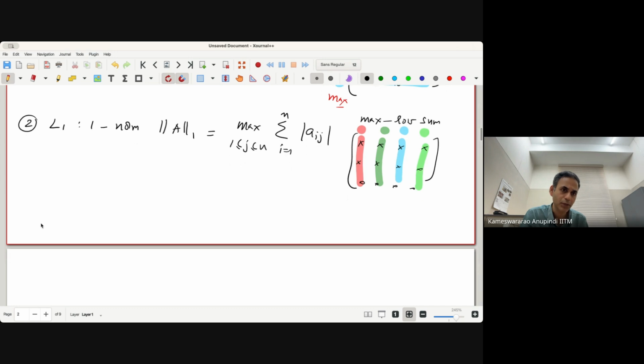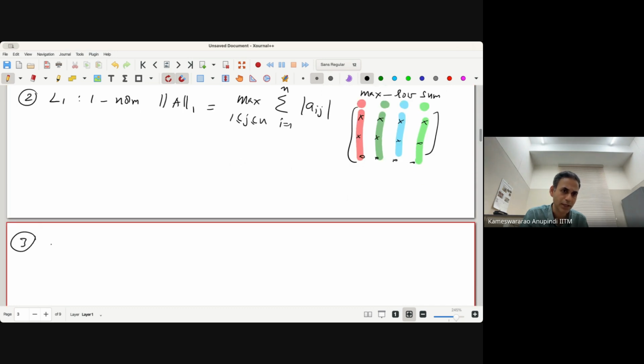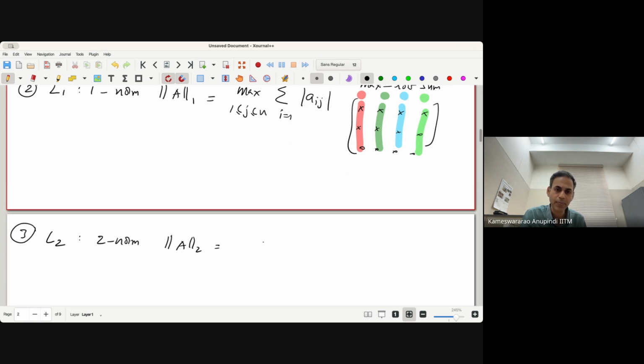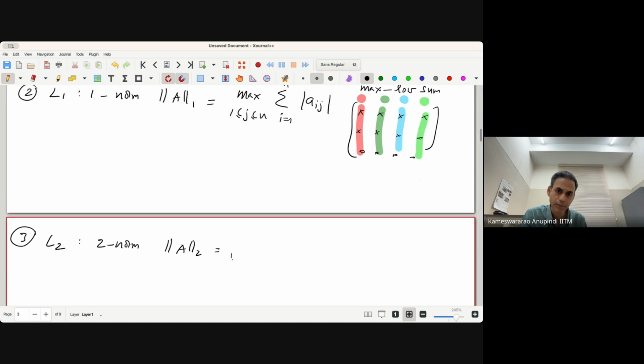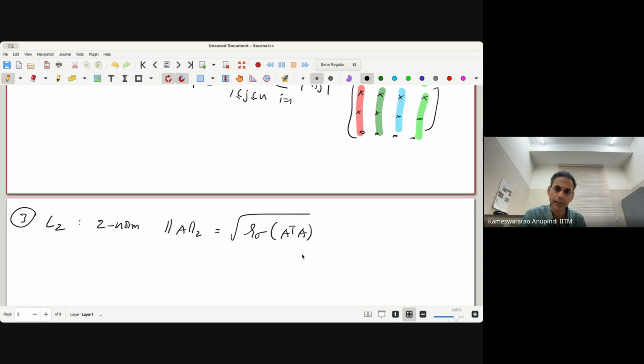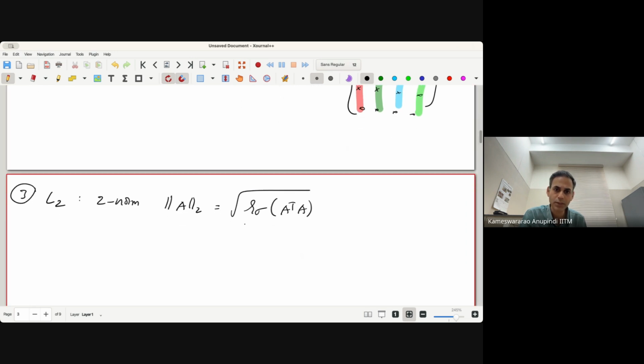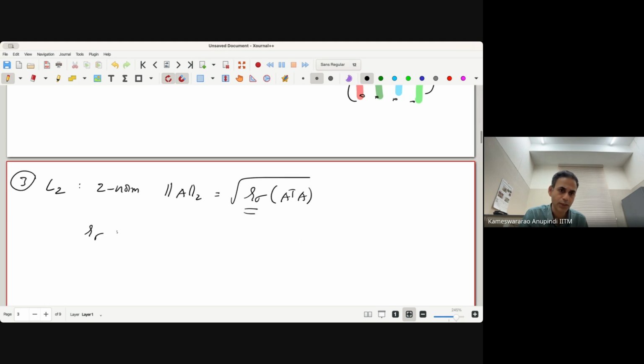Then we have something known as the L2 norm. So these are slightly different. The L2 norm is the 2 norm of a matrix, and this is kind of very different. This is basically equal to the square root of rho of A transpose A. Okay, so essentially rho is also known as the spectral radius of a matrix.